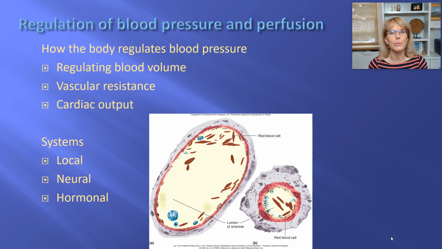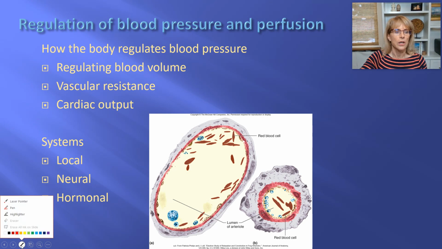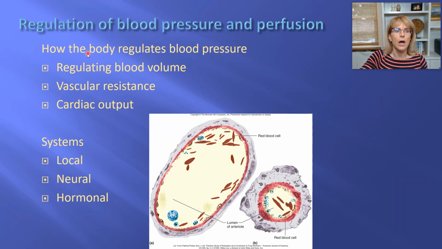As we're discussing blood pressure, it's good to stop every so often and remember the three basic parameters that determine a patient's blood pressure. Every person's blood pressure, every patient's blood pressure is determined by an interaction of these three things. How much blood volume they have.